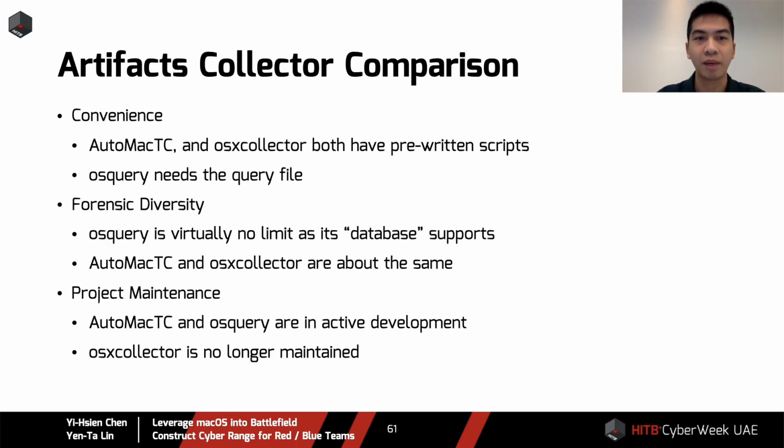Now, let's compare each of these artifact collectors. Judging from the convenience, Automactc and OSX Collector are the most convenient because both of them have the pre-written script to run. On the other hand, OSQuery needs the custom-made query file to perform the collection. However, it allows OSQuery to have virtually no limit in terms of the forensic diversity. The forensic diversity of Automactc and OSX Collector is limited by the pre-written script unless you change them.